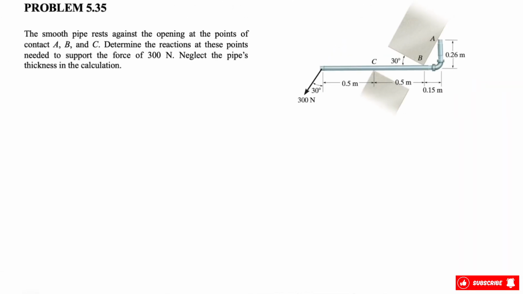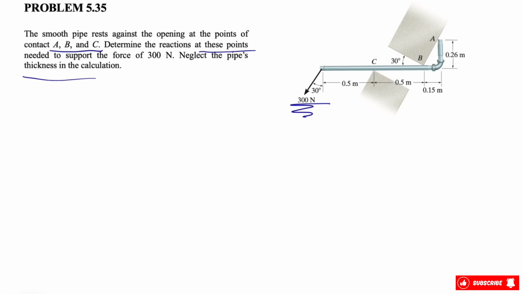Alright guys, welcome back. We have another question from chapter 5, and in this question we know that the smooth pipe rests against the opening at the points of contact A, B, and C. We need to determine the reaction at these 3 points in order to support the force of 300 Newton at the left end of this pipe, and we can neglect the pipe's thickness in the calculation.